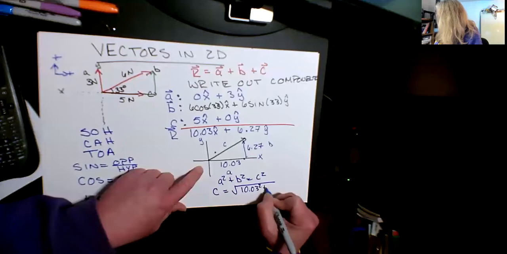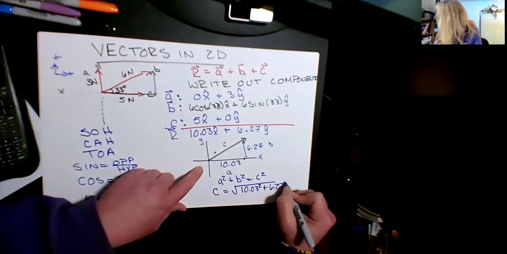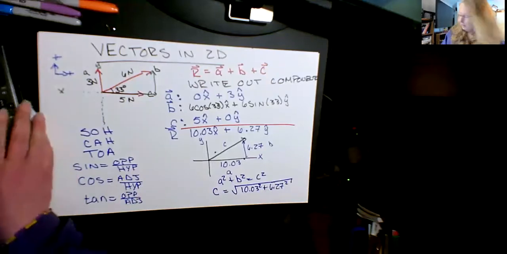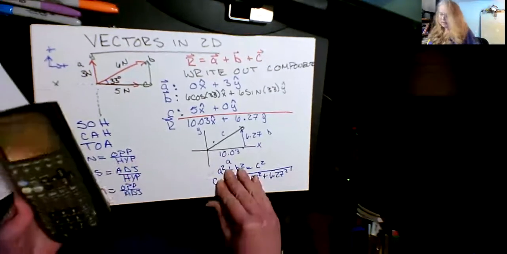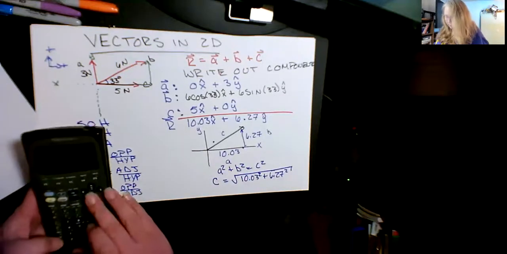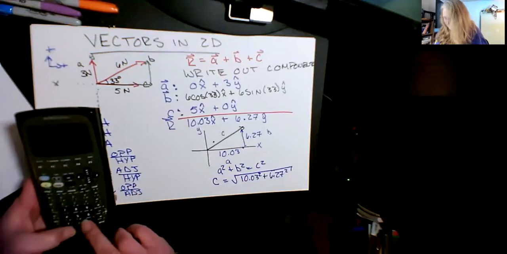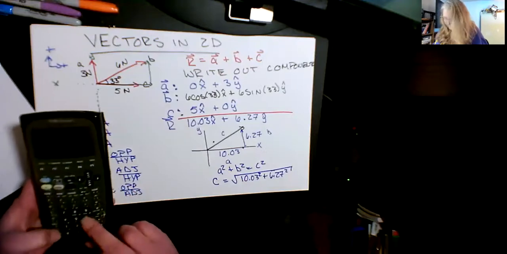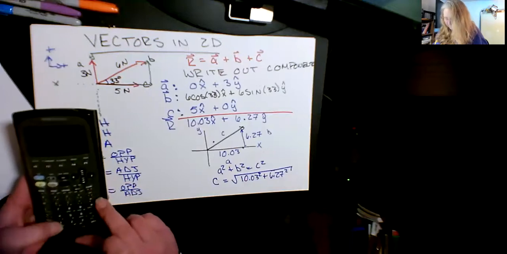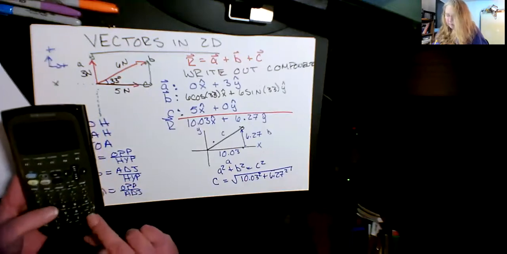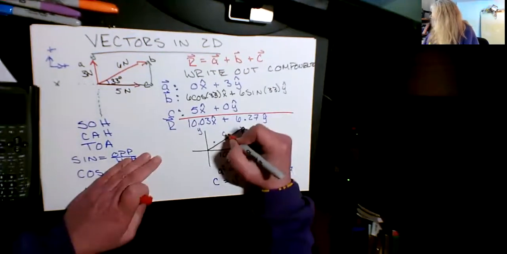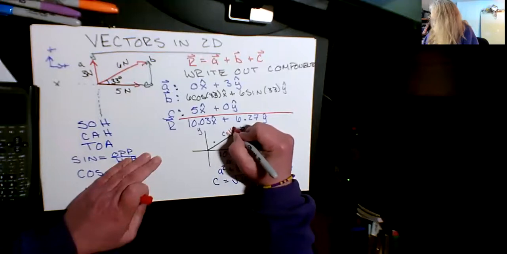10.03 squared plus 6.27 squared. It doesn't matter which one you call A or B. It really doesn't. Just stay consistent so you know what you've referred to. So I'm just going to square both and add them. So 10.03 squared plus 6.27 squared to the 1/2 is 11.83. So this magnitude here is 11.83.